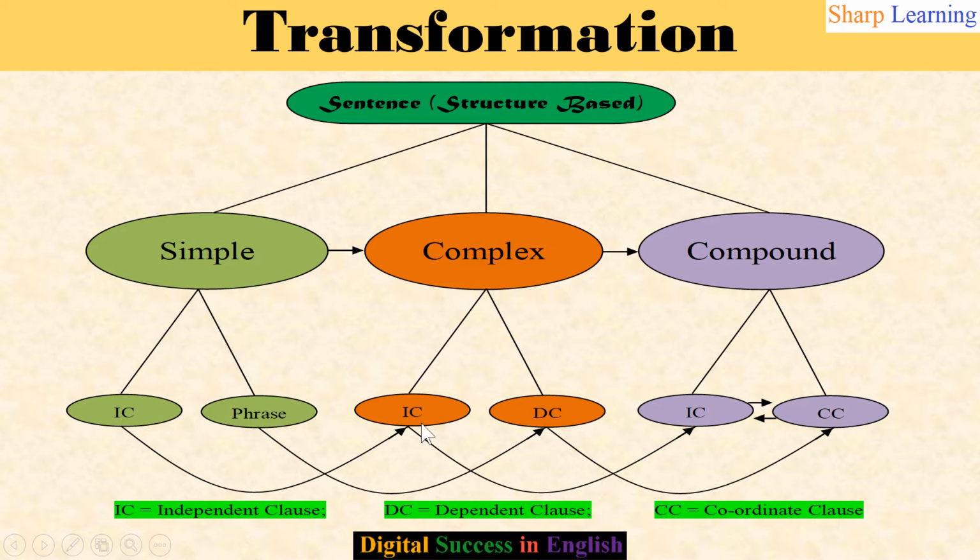Complex sentence, of course there will be an IC, that means indefinite clause, and there will be one or more definite clause, that means DC. In compound sentence there will be only one IC, that is indefinite clause, and there will be one or more CC. CC means coordinate clause. Here we have given IC means indefinite clause, DC means definite clause and CC means coordinate clause.